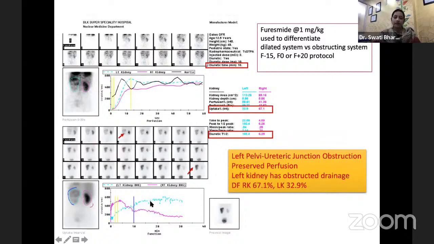And from the drainage curves, we can see the left kidney showed obstructed drainage. So here the differential function was 32.9% for the left kidney and 67% for the right kidney, and T half was 6.25 minutes in the right kidney and 102 minutes for the left kidney, which is definitely prolonged.